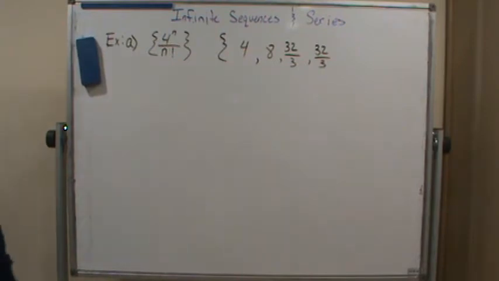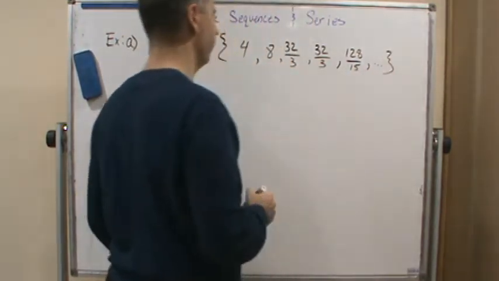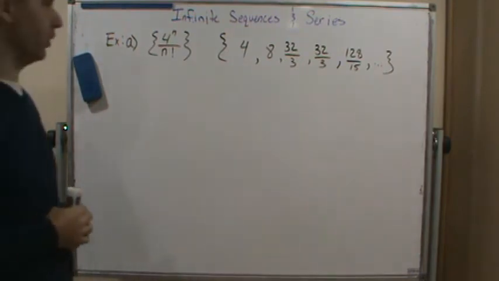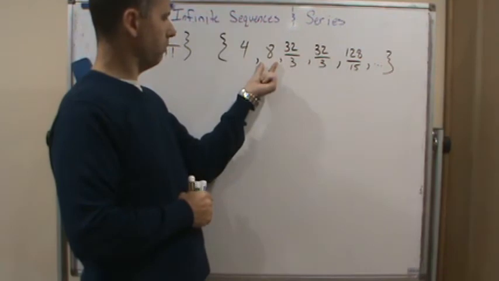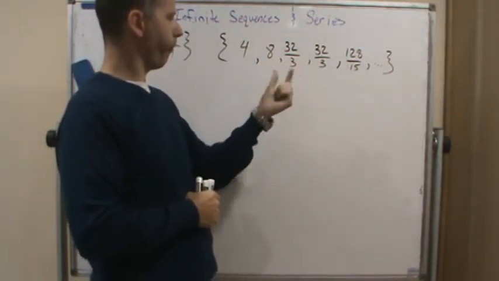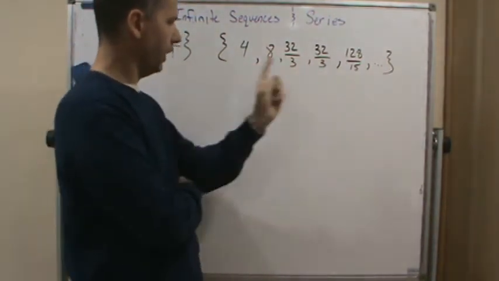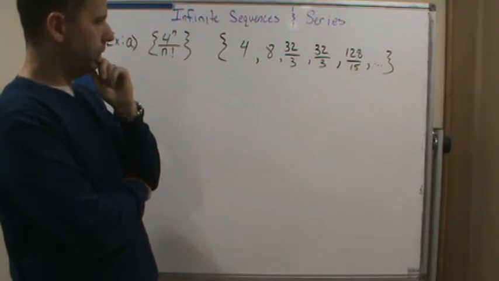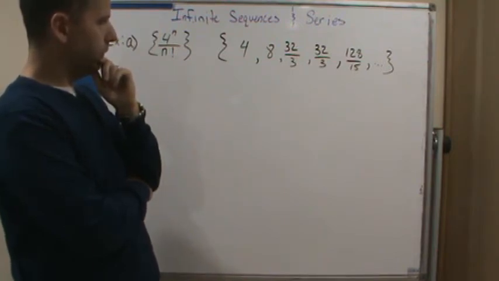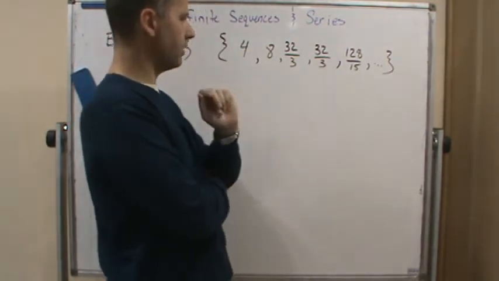And then the next one, when we put 5, we get 128 over 15. Now, if you put this in your calculator, 32 thirds is bigger than 8, right? This is a little bit over 8, because 32 divided by 4 is 8, so we know that this is going to be bigger than 8. And then this is the same, and then it starts to go down. So it goes up, and then it starts to go down.